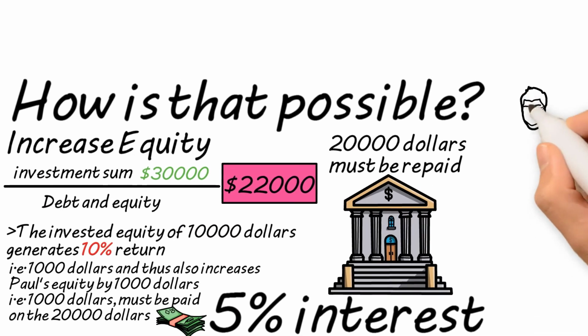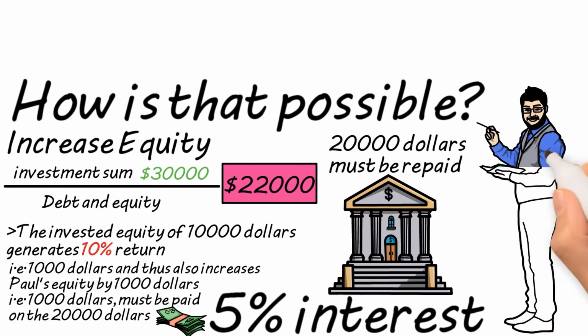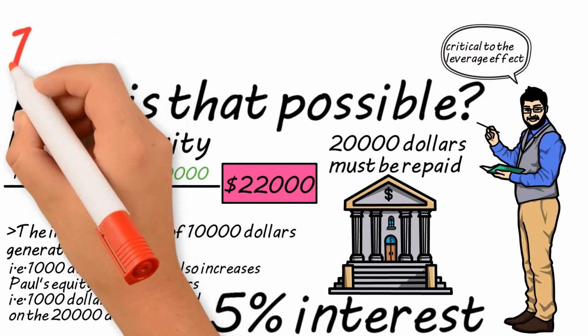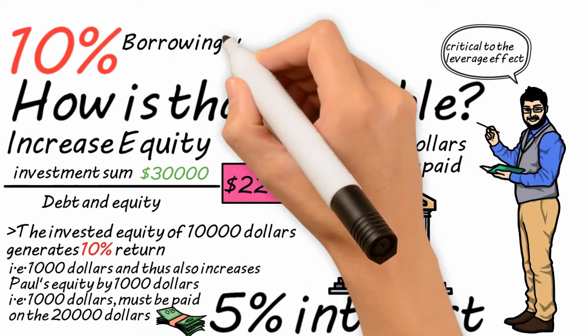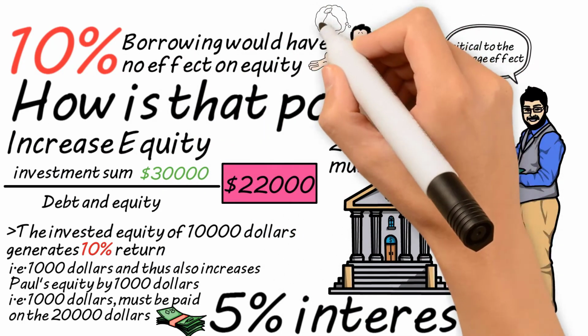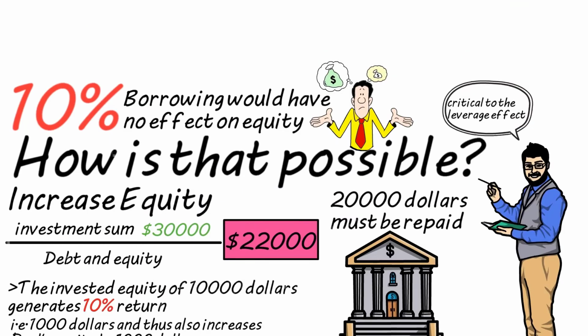From this breakdown, it can be seen that the return on the project and the interest rate on the debt are critical to the leverage effect. If the interest rate on the debt were 10%, the borrowing would have no effect on equity because what the investment earns as a return is paid back in full as a cost to the bank.